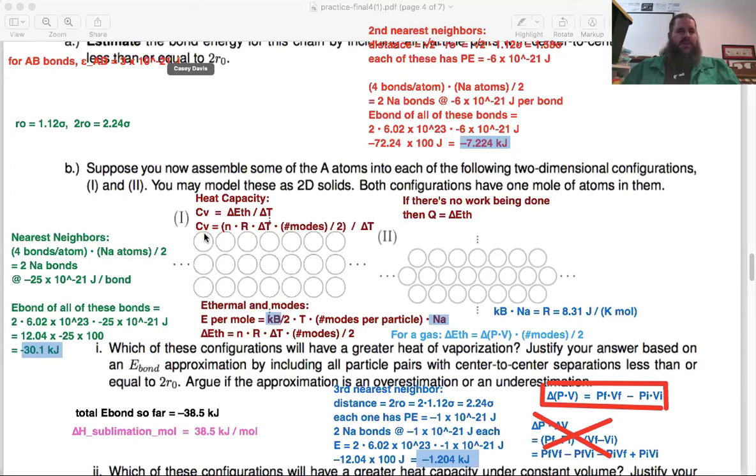So let's try going back to the CV formula, the heat capacity at constant volume. We've got our formula for delta E thermal, nR delta T times number of modes over 2. Based on the definition of heat capacity, we're dividing that by delta temperature, because we're looking at the energy cost per degree Celsius of temperature change, or per Kelvin. If we divide those, though, what's going to happen?